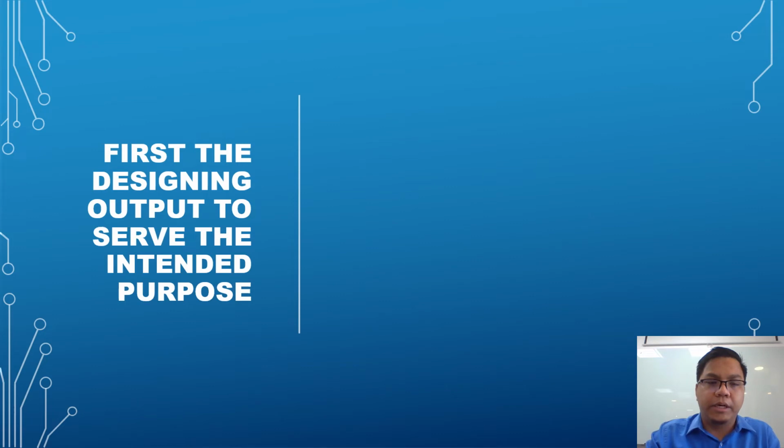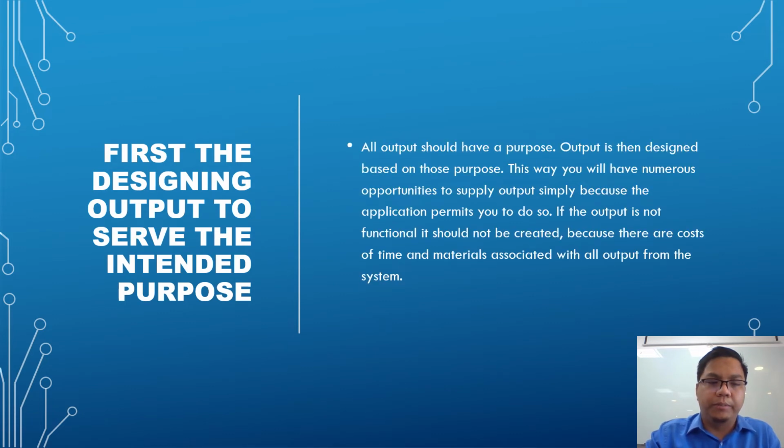First is designing output to serve the intended purpose. All output should have a purpose. Output is then designed based on the purpose. This way, you avoid supplying output simply because the application permits you to do so. If the output is not functional, it should not be created because there are costs of time and materials associated with all output from the system.